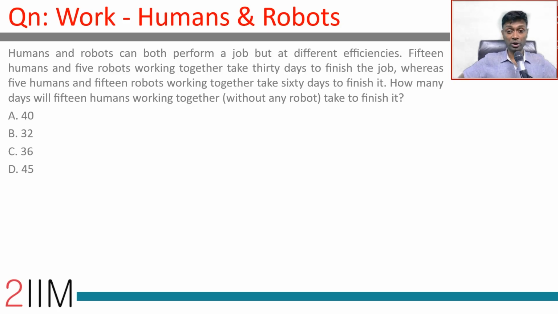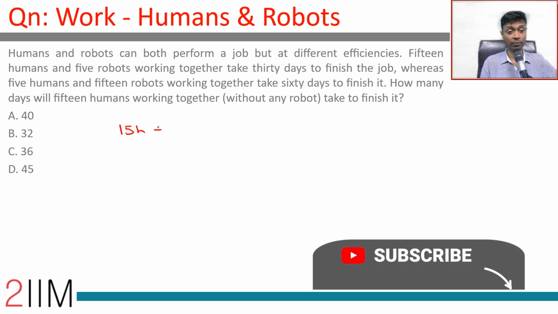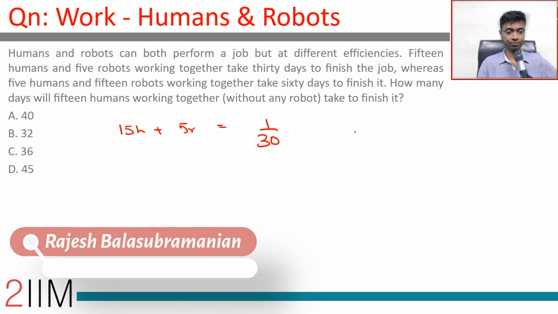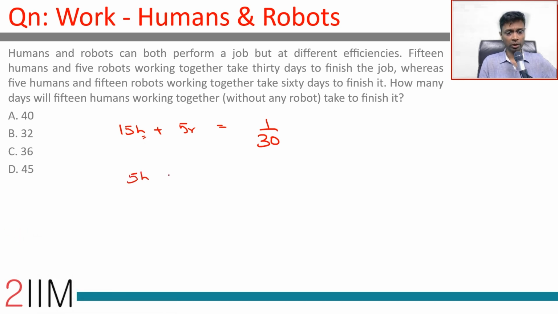Humans and robots can both perform a job but at different efficiencies. You can imagine that. 15 humans and 5 robots working together take 30 days to finish a job. 15 humans and 5 robots, they take 30 days, or in one day they finish 1/30th of the job. I'm using H as a proxy for how much a human can do in a day. Whereas 5 humans and 15 robots working together will take 60 days to finish it. You have more robots and fewer humans, the exact same overall number, you take longer to finish it. So human better than robo. Score 1 for Homo sapiens.